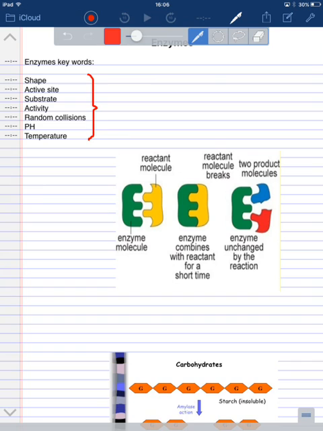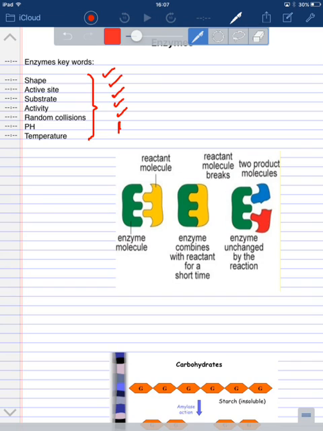So shape, enzymes are all about shape. The active site we're going to learn is a specific part of an enzyme. The substrate is the molecule that fits into the enzyme's active site. Activity is how fast the reaction between the enzyme and the substrate is working, the rate of reaction. And we're also going to learn that it happens because of random collisions between the enzyme and the substrate. And pH and temperature, these two are things that affect the rate of enzyme reaction.